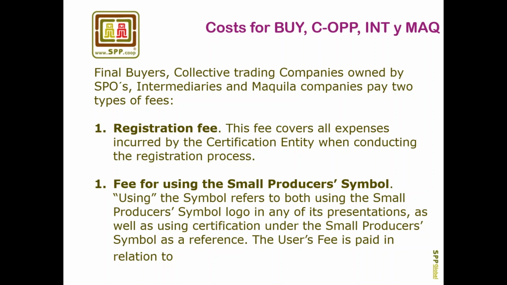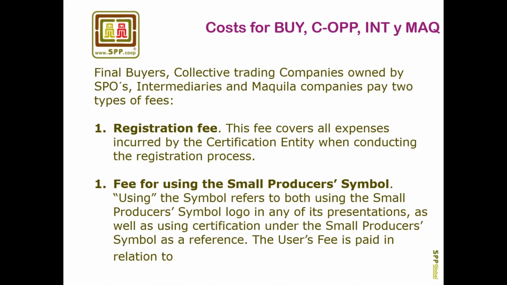They have to pay for two concepts. The first one is the registration fee. This fee covers all expenses incurred by the certification entity when conducting the registration process. And the second one is the fee for using the small producer symbol. Using the symbol refers to both using the small producer symbol logo in any of its presentations, as well as using certification under the small producer symbol as a reference.